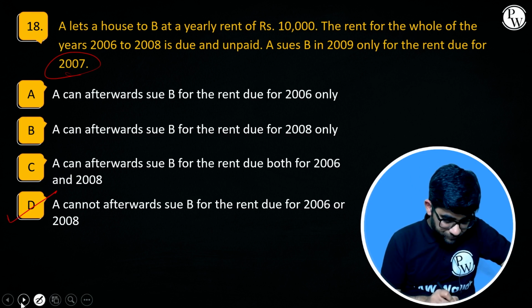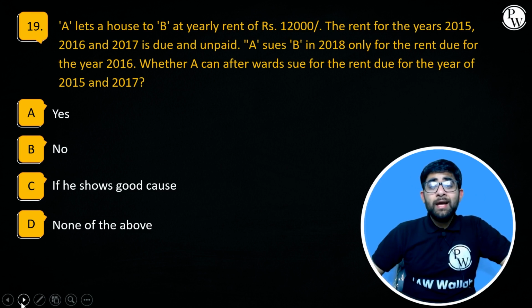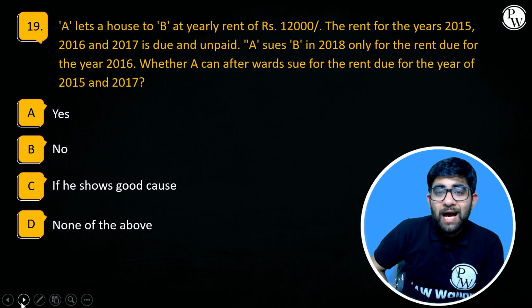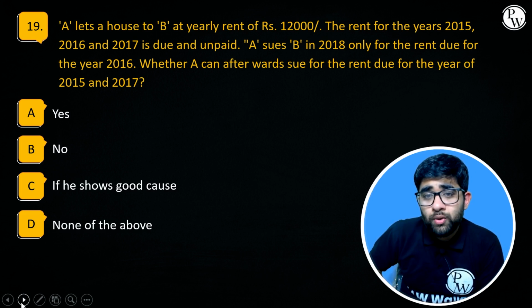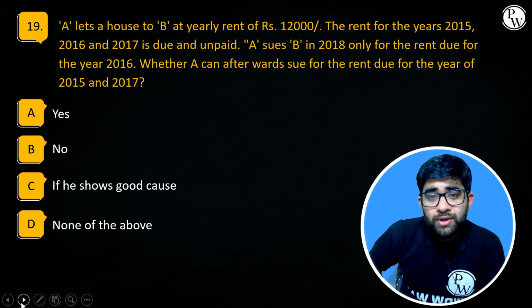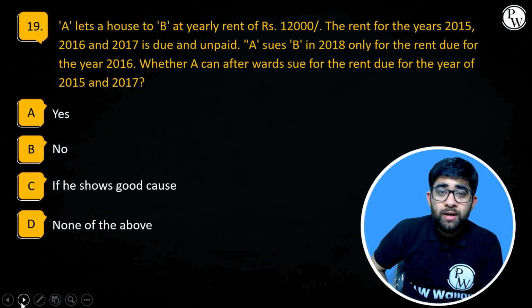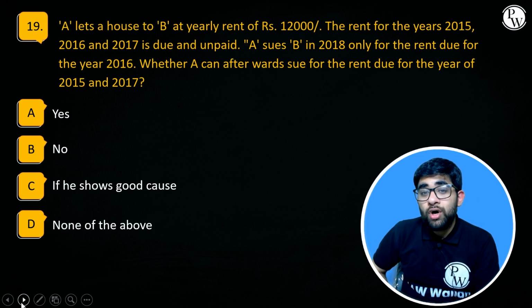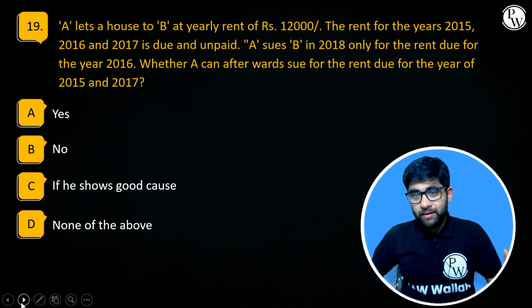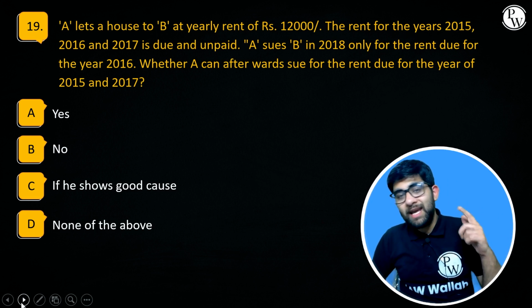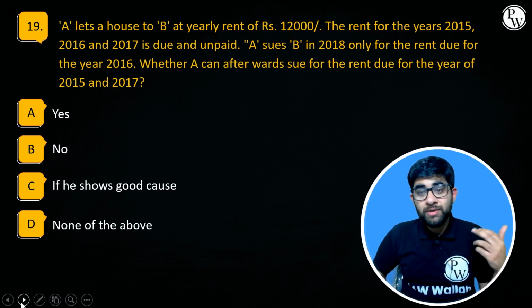Next, 19th. A lets a house to B at yearly rent of rupees so and so. The rent for the years is due and unpaid. A sues B in 2018 only for the rent due for year 2016. Whether A can afterwards sue for the rent due of the year 2015 and 17. Yes, no, if he shows good cause, none of the above. Now, in the previous two questions, we have said he cannot sue for the same, but here the options are different. The answer to them will be also different.